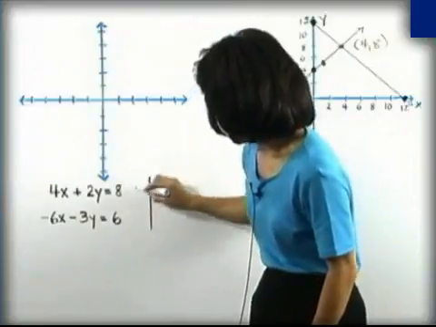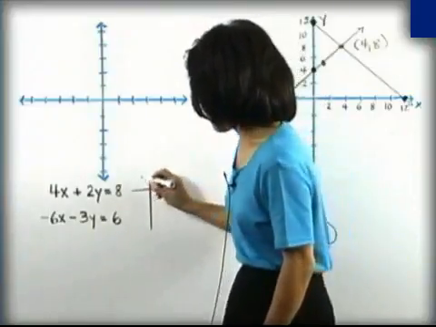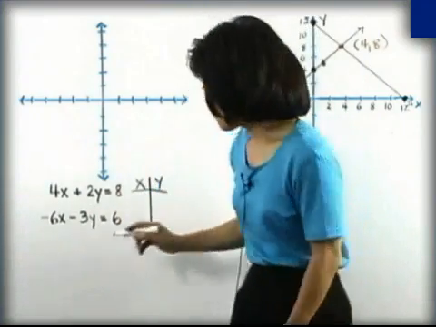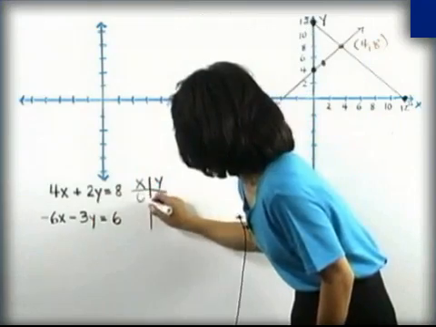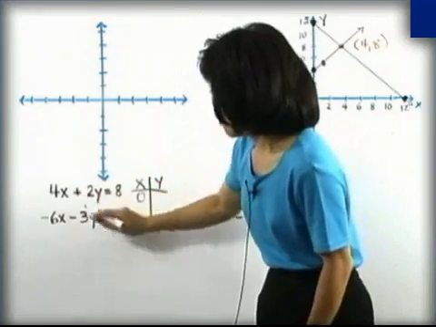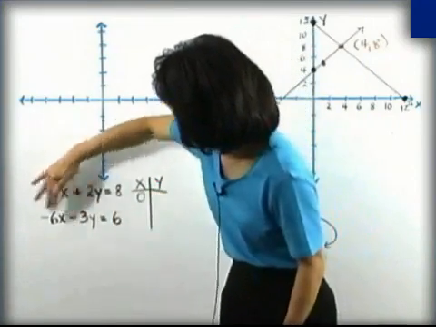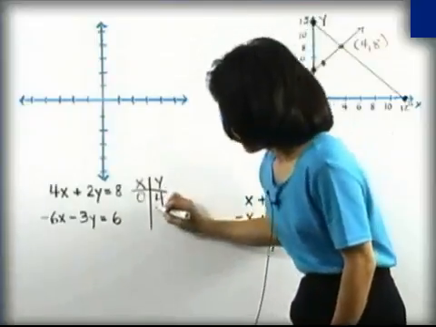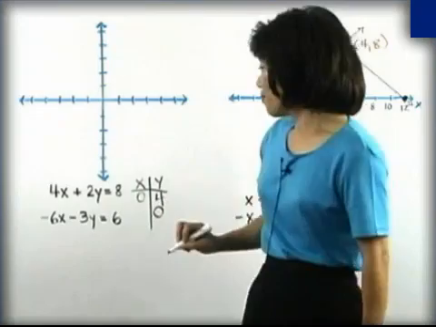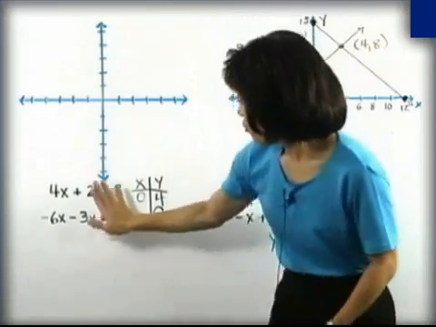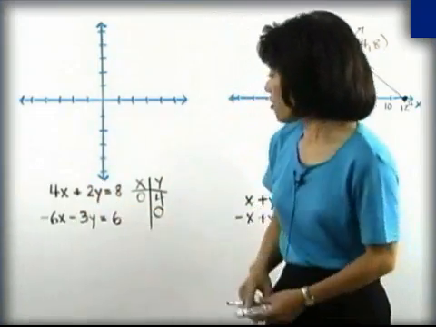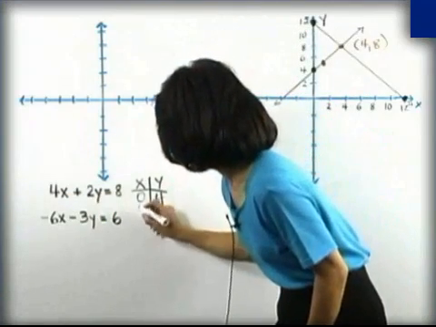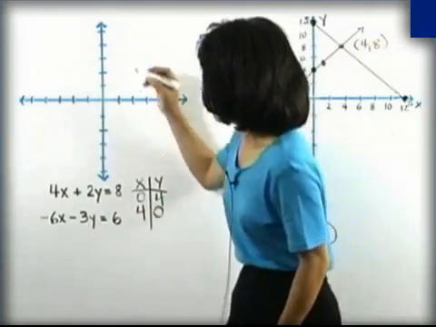Again, it seems to me that the easiest method for this particular problem would be to find a couple of ordered pairs and plot. So let's let x equal 0. When x is 0, we're left with 2y is equal to 8, or y is equal to 4. Let's again get another ordered pair by letting y equal 0. If y is equal to 0, I get 4x is equal to 8, or x is equal to 4. So I get the two ordered pairs, 0, 4 and 4, 0.